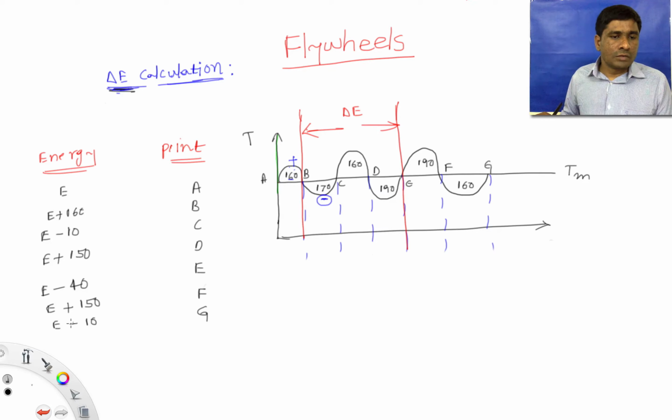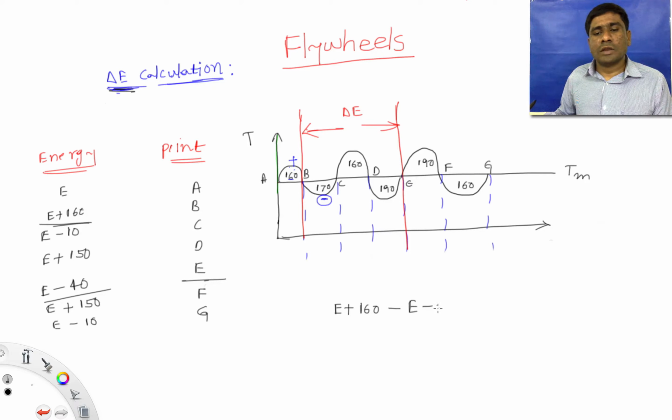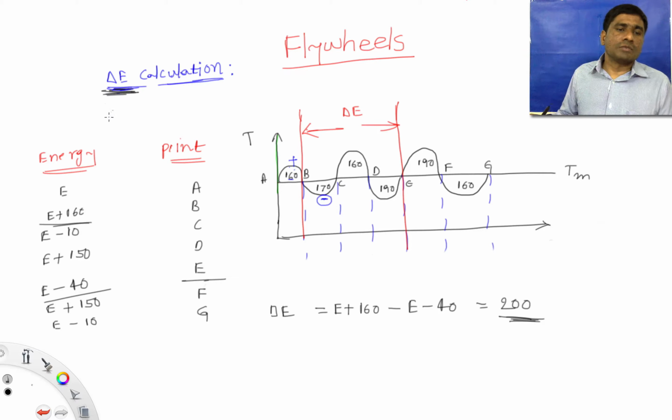What is the minimum energy from all these cases? Point at C, that is E minus 40. And what is the maximum energy? That is at point B, that is E plus 140. So energy at B, that is E plus 160, minus energy at C, that is E minus 40. This is delta E equal to 200. So we got the same answer that we have already deduced by using the crankshaft speed versus theta diagram. So in this way, we need to calculate the maximum fluctuation of energy for different diagrams.